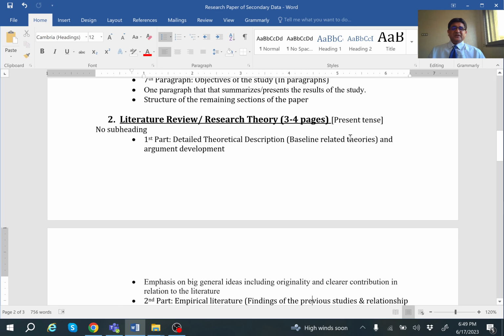You can normally use the words this research, this work, present research, present work. You can use the words we found, we determined, we are going to analyze, if you have more than one author, but it's up to you. So no subheading, but here is what we normally deal with in these parts. In the first part, we normally discuss the baseline theories: what are the relevant theories which supported our research, and then we develop the arguments based on those theories.